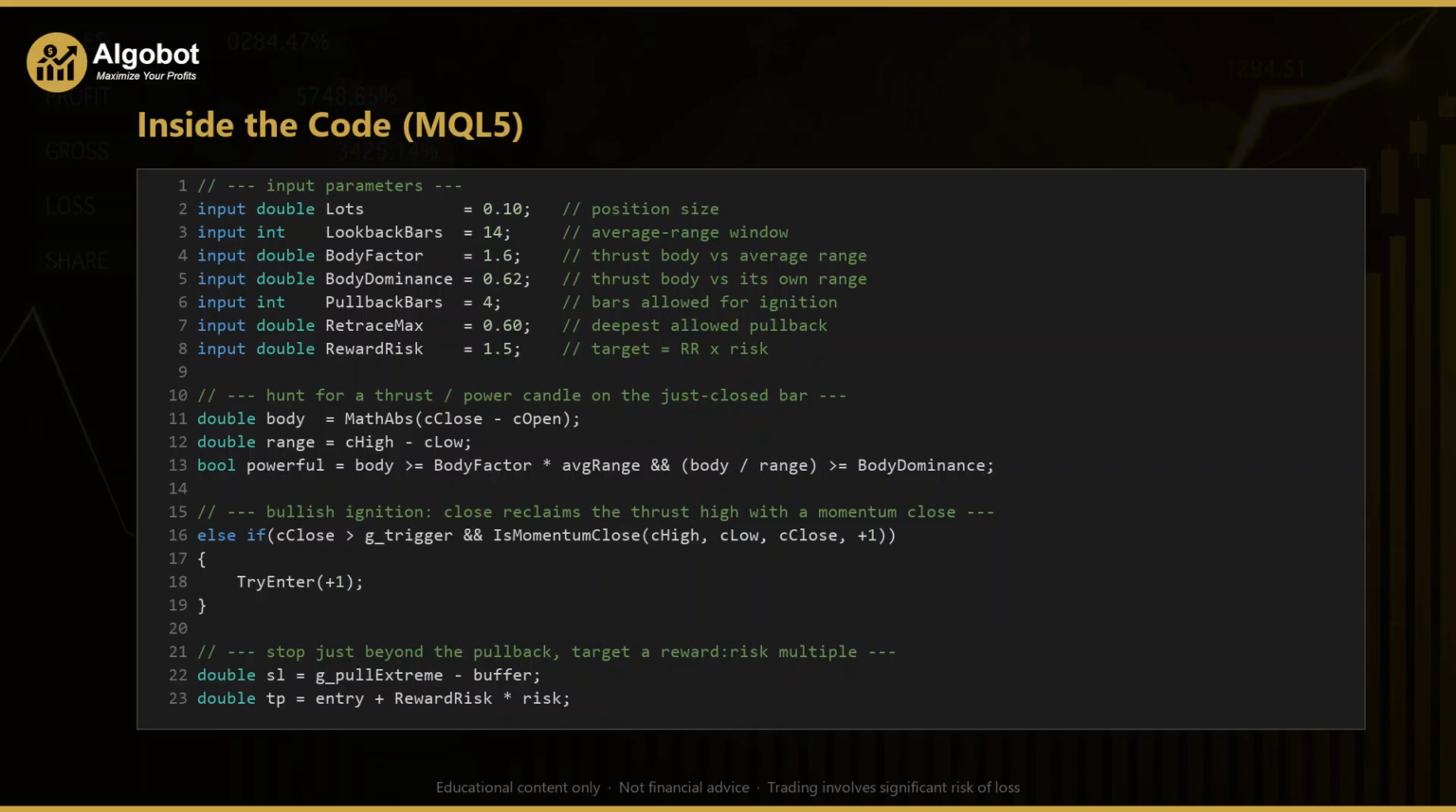That calls TryEnter with a +1, opening a buy. Finally, the stop loss sits at the pullback extreme minus a small buffer, and the take profit is the entry plus RewardRisk times the measured risk. Clean, mechanical, and driven entirely by price.